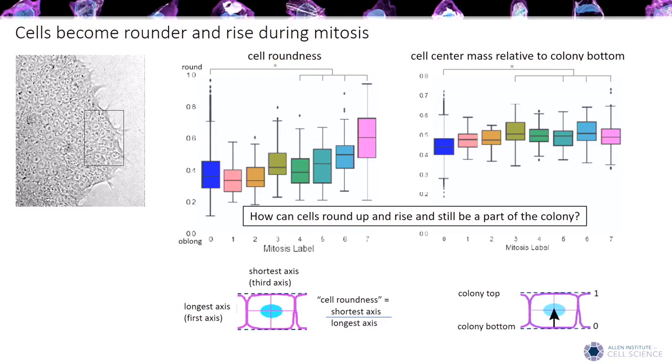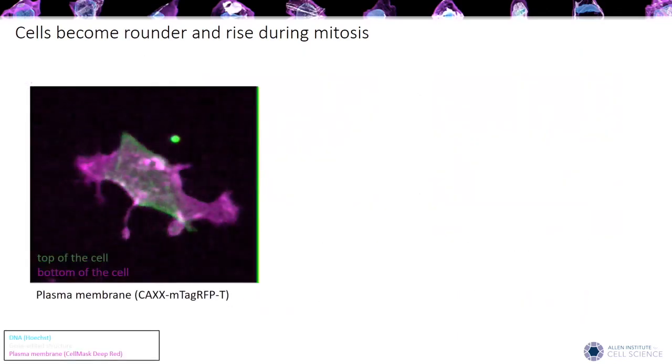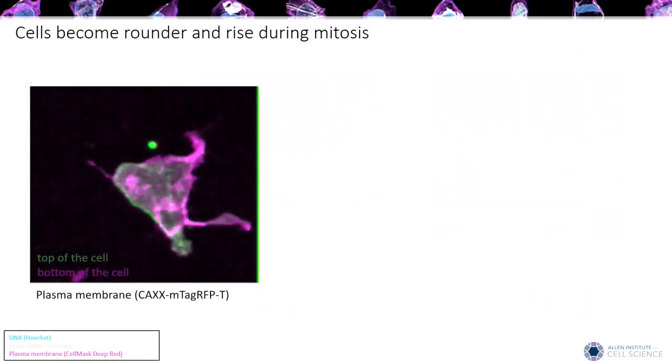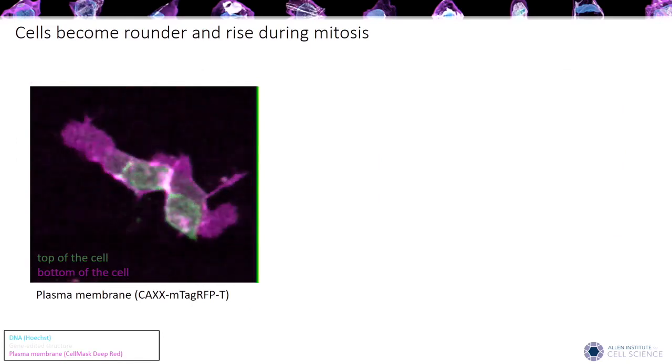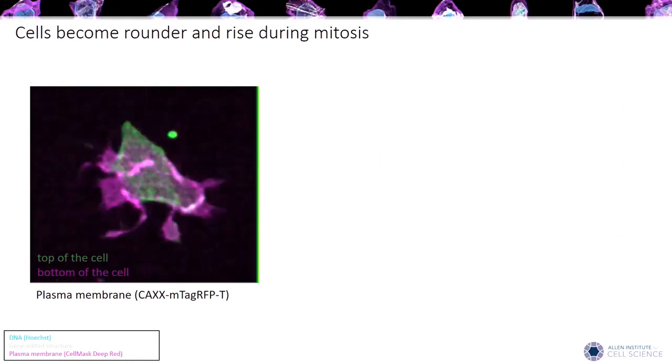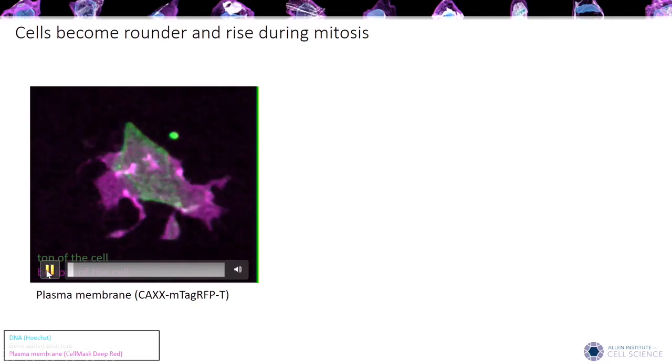And one nice glimpse of an answer, I think, is shown in this beautiful movie where you have a plasma membrane gene-edited cell that is in a sea of unedited cells. Unfortunately, it's not looping. I'll start it again. The top of the cell is in green, and the bottom of the cell is in purple.